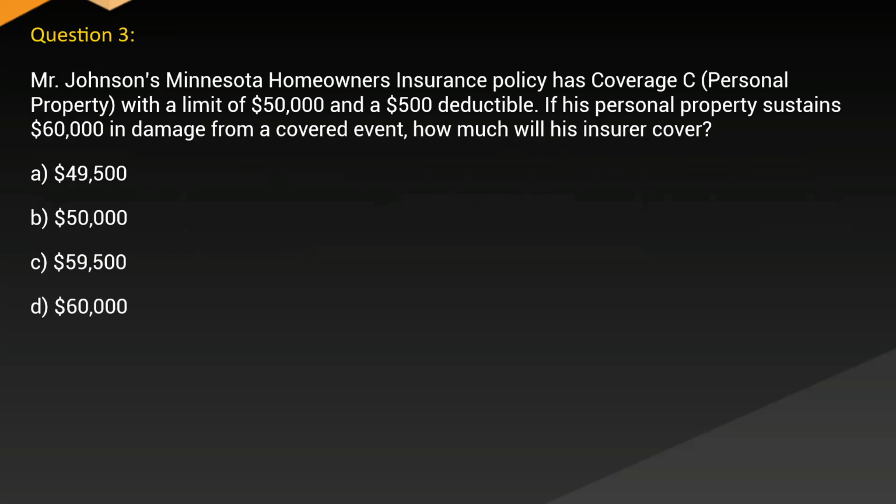Question 3. Mr. Johnson's Minnesota homeowners insurance policy has Coverage C, personal property, with a limit of $50,000 and a $500 deductible. If his personal property sustains $60,000 in damage from a covered event, how much will his insurer cover? A. $49,500. B. $50,000. C. $59,500. D. $60,000.